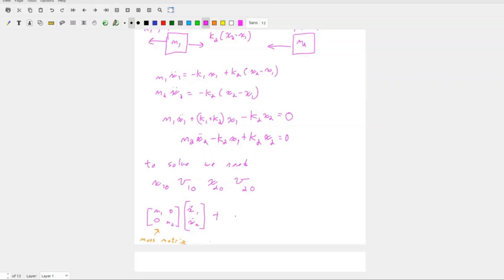Okay. Plus K1 plus K2, minus K2, minus K2, K2, and stiffness is multiplied by displacement x1, x2, and that is our stiffness matrix.